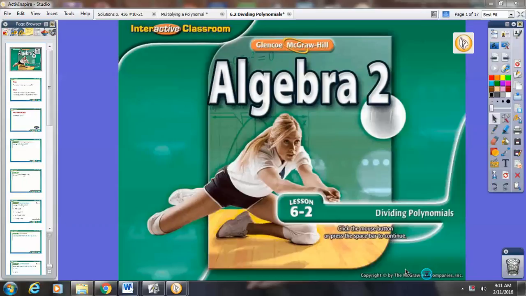This is section 6.2. We are dividing polynomials, so you might want to title your notes Dividing Polynomials.